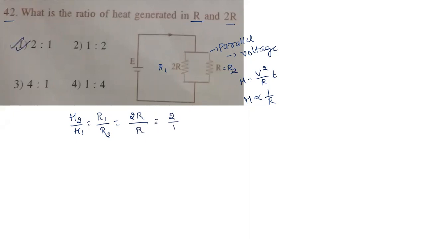First option. When finding the ratio, notice where to where they are asking. See, for R to 2R, this is the heat generated here, H2. Here the heat generated is H1. They are asking H2 by H1. Okay, that's the question. Let's go for the next question.